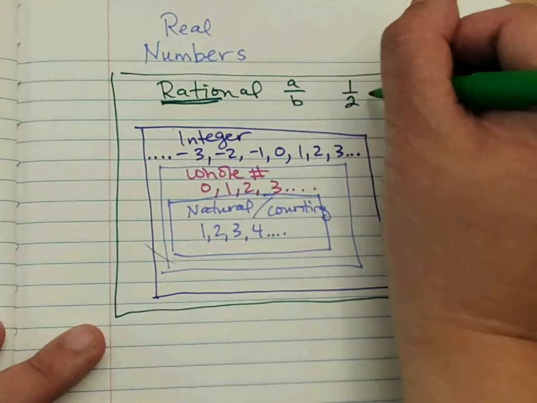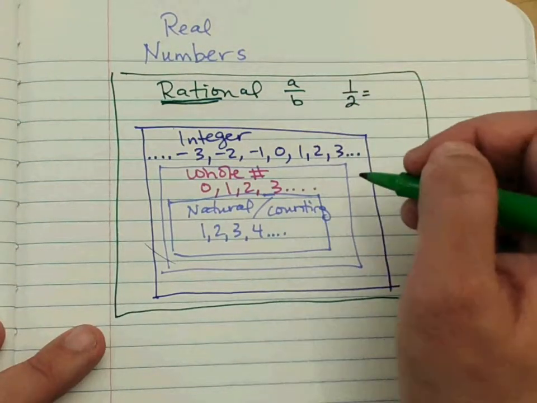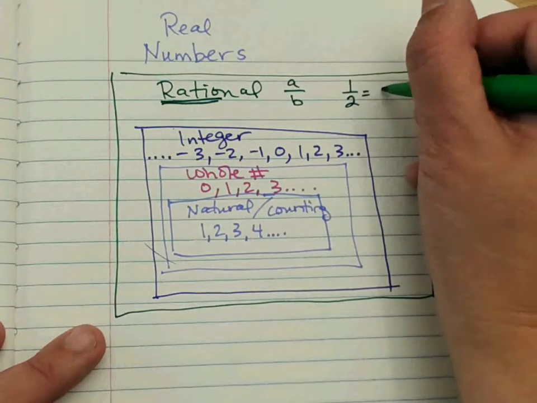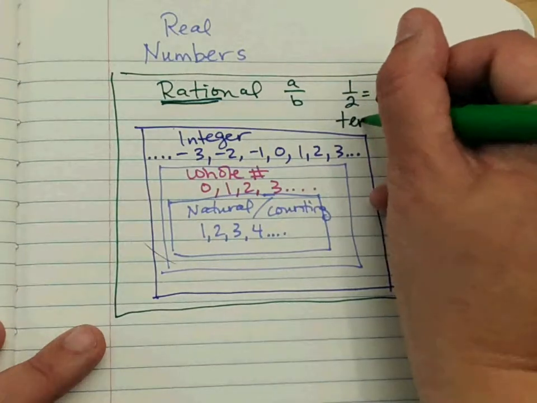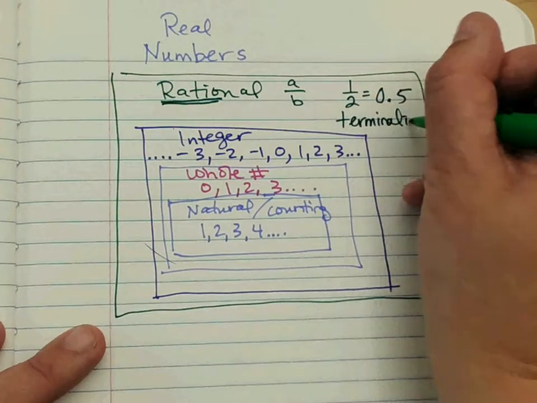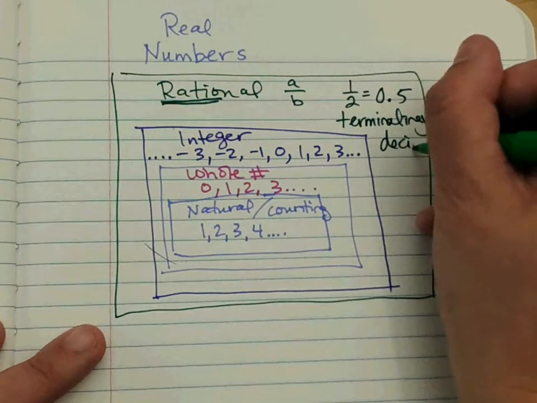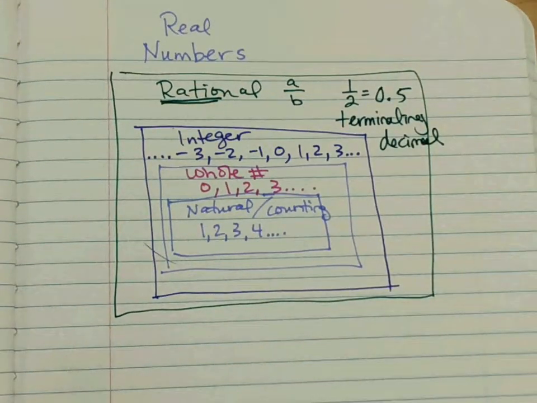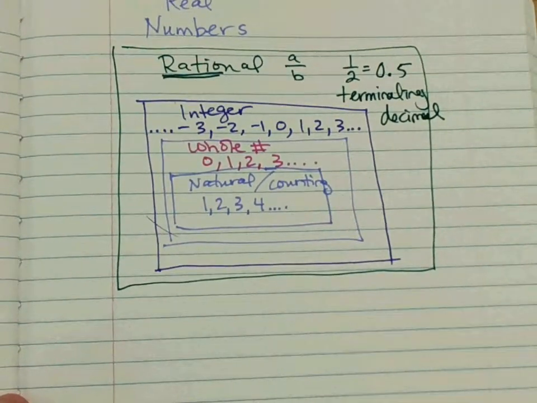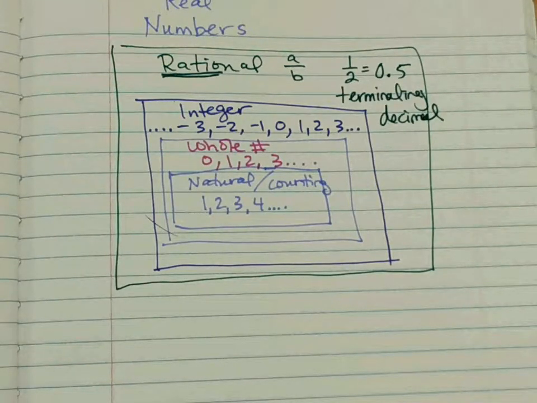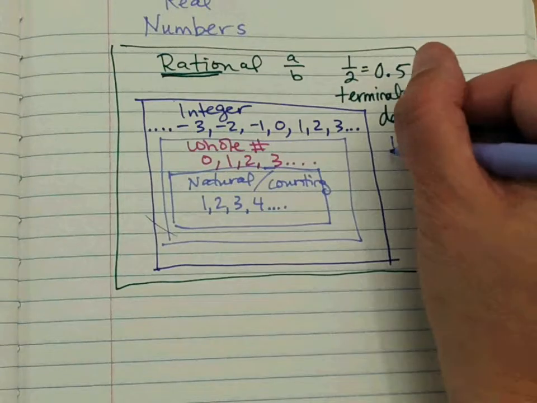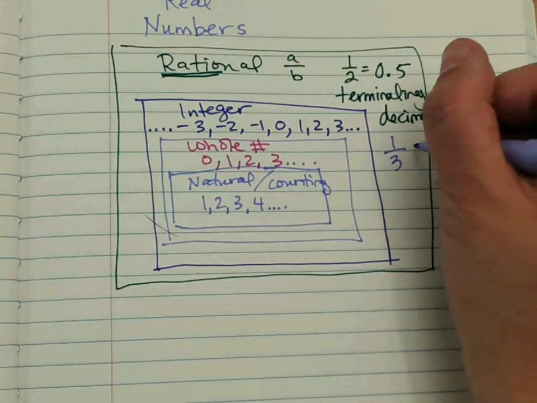You have a regular, proper fraction, 1/2. What is 1/2 equal to as a decimal? 0.5. So we call this a terminating decimal. Why do you think I call it a terminating decimal? It terminates, right? If you were to divide 2 into 1, you would get 0.5 and it wouldn't be repeating. The opposite of a terminating decimal is a repeating decimal.